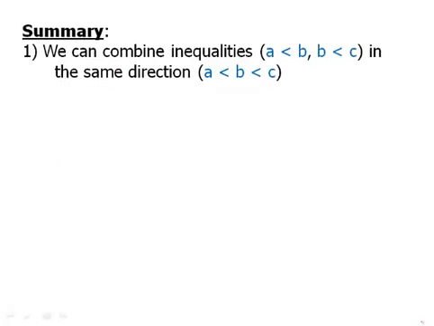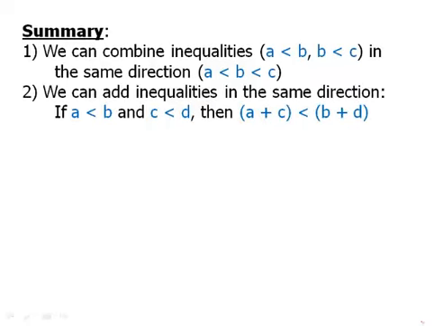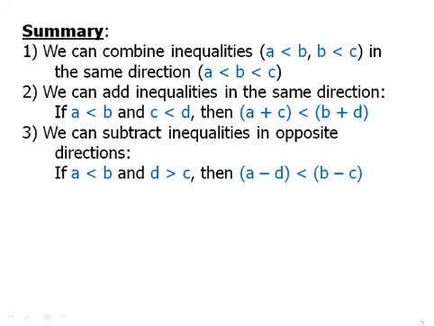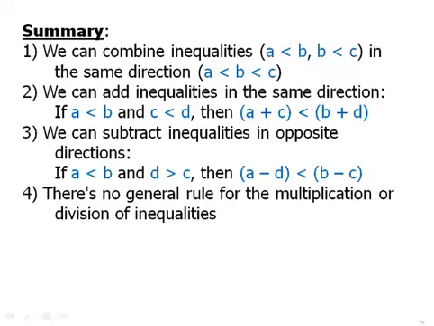In summary, we can combine inequalities if the common term is less than one and greater than the other. We can combine everything in the same direction. So A is less than B, B is less than C. We can combine that into A is less than B is less than C, which tells us directly that A is less than C. We can add inequalities in the same direction. We can subtract inequalities in opposite directions. There's no general rule for multiplication or division of inequalities.